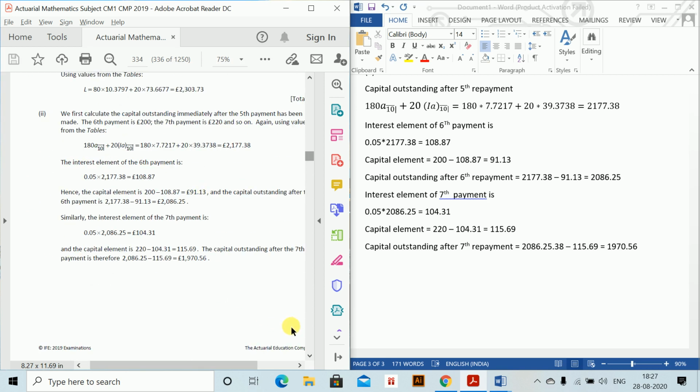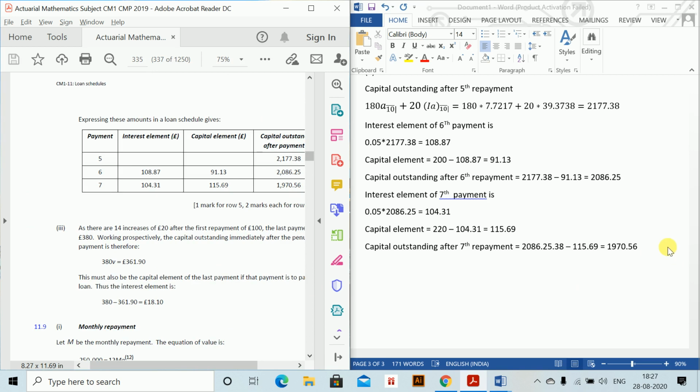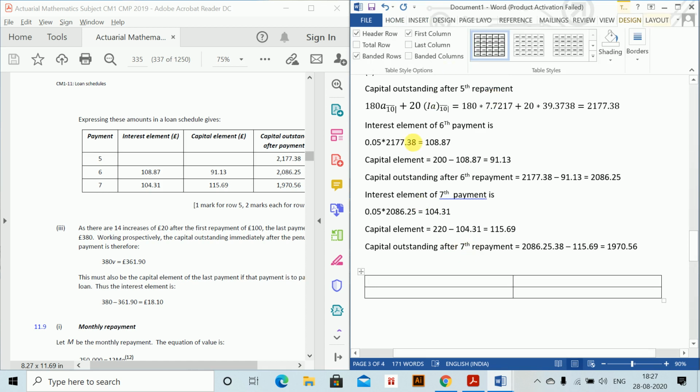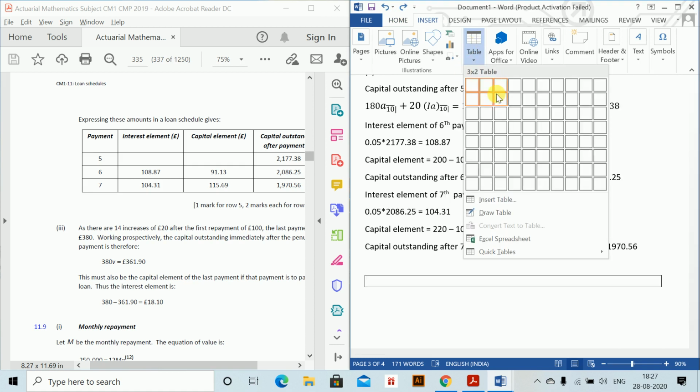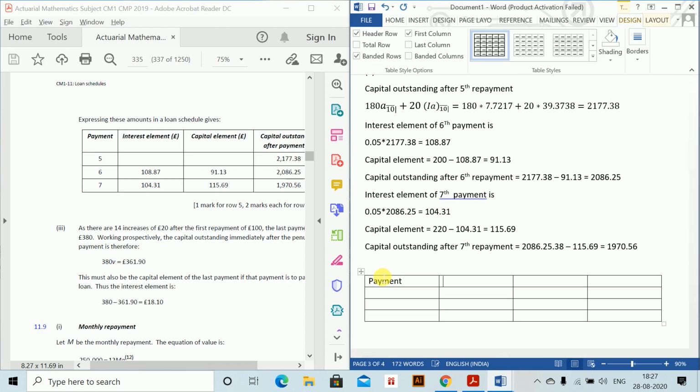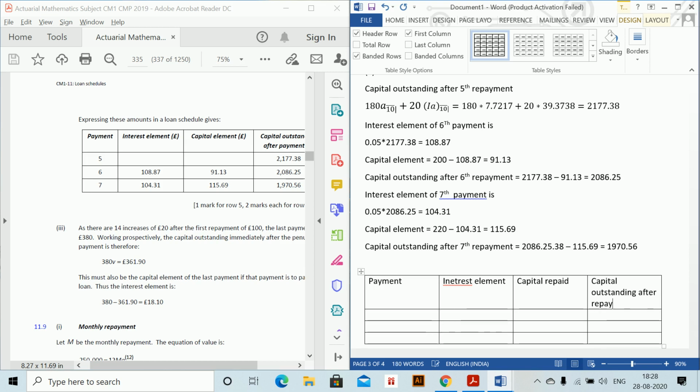Okay, once this is done, we'll just create a schedule. Since the question says set out a schedule, you can go to the insert tab, table. How many columns do you need? 1, 2, 3, 4. So insert tab, go to table, you need 4 columns and you need 4 rows as well. Payment, interest element, capital repayment, and capital outstanding after repayment. Okay, so 5th, 6th and 7th we need.